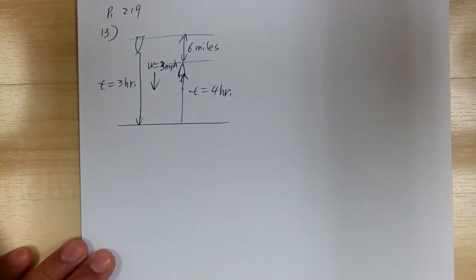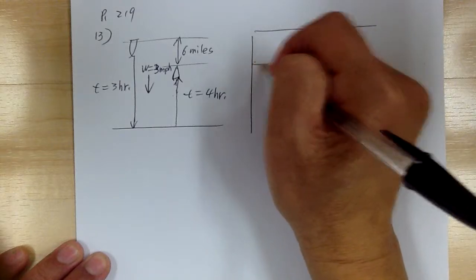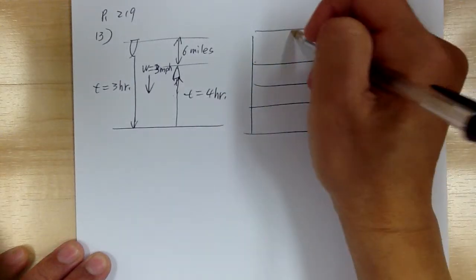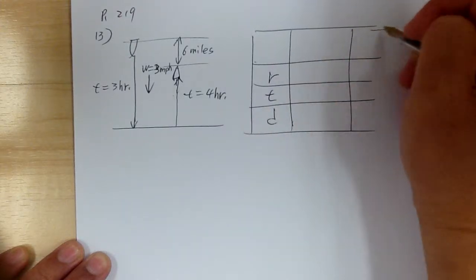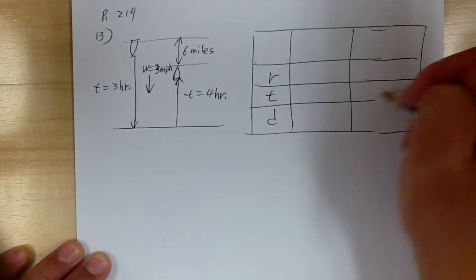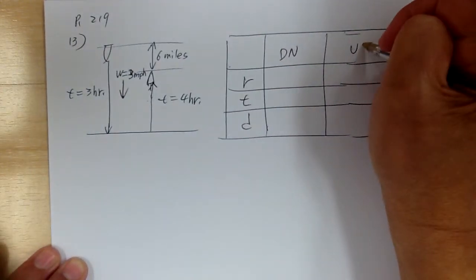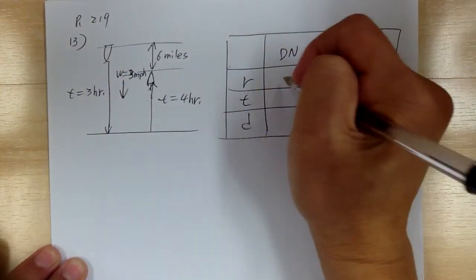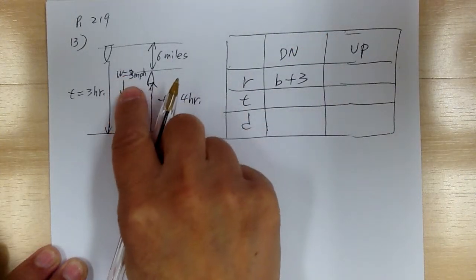Okay, so you want to find out what's the speed of the boat. So it's going to do the same thing. So it's r times time equal to distance. So this is going down, and this is going up. So when it's going down, it's going to be speed of the boat plus the water.